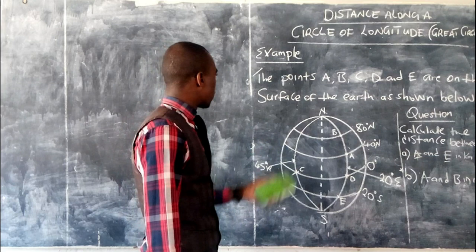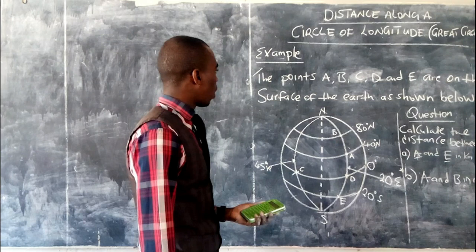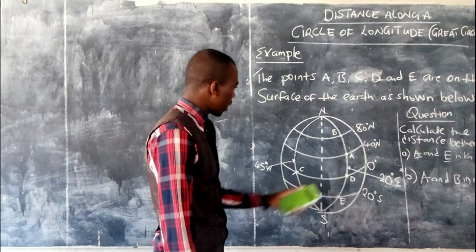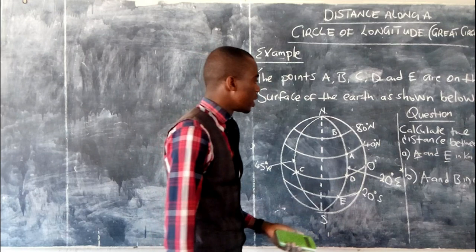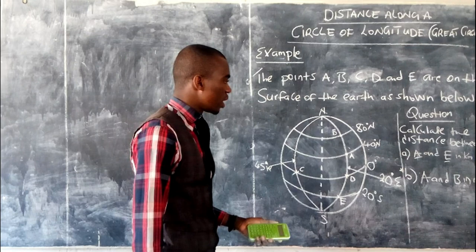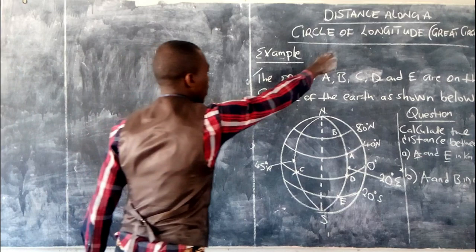The question is, the points A, B, C, D, and E are on the surface of the Earth as shown below. So this is what we have shown here. We have our A, B, C, D, and E. And the question reads, calculate the distance between A and E in kilometers, then calculate the distance A and B in what? Nautical miles.